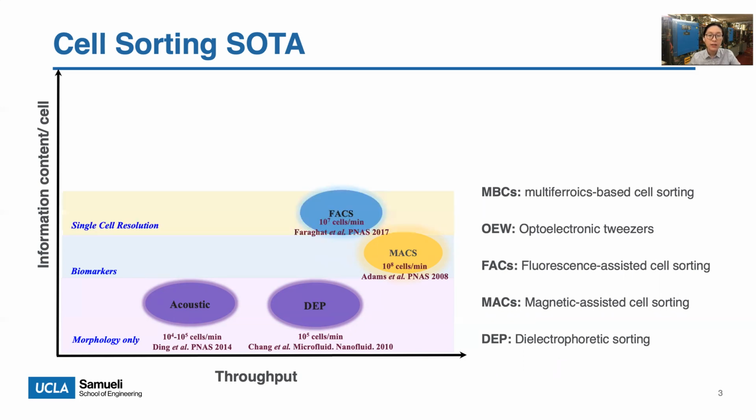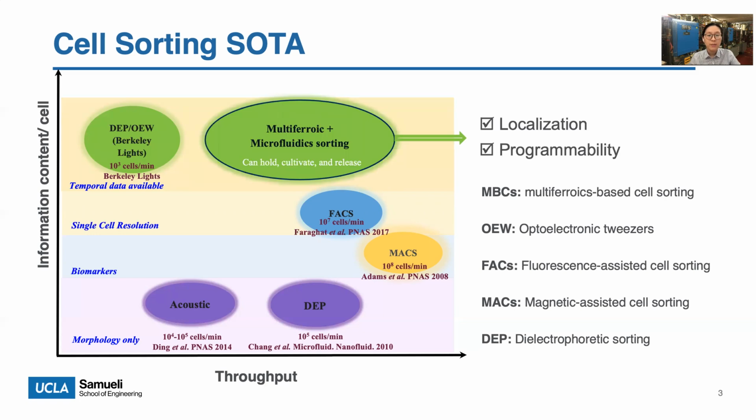So this is more of a binary response that we are looking at. For single cell resolution, fluorescence-activated cell sorting is prevalently used. On the top level, the methods have temporal data available, meaning that one can measure the behavior of cells over time. And Berkeley Lights uses optoelectronic tweezers with projected light to manipulate single cells and particles. Our approach will use magnetic stray fields to control the cells, microfluidic flow, and strain to release the cells.